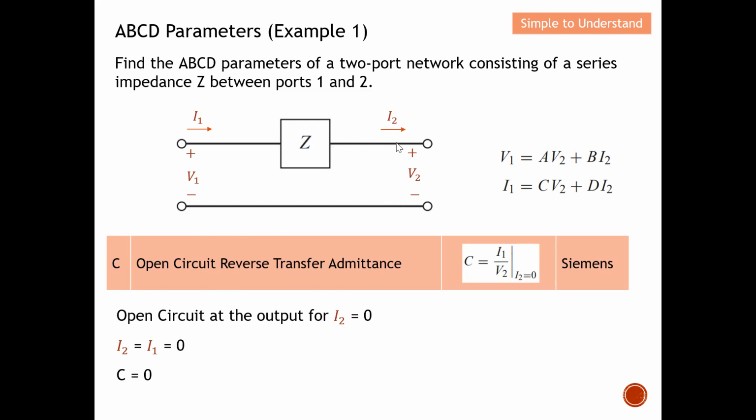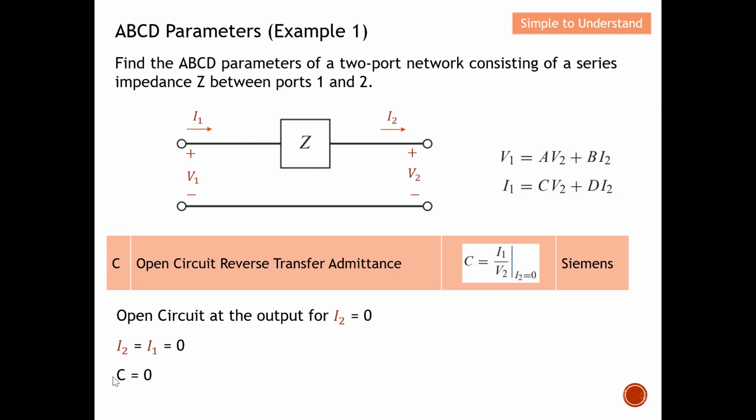So if I2 equals 0, I can also assume that I1 will be equal to 0, because whatever enters will be whatever comes out. If the outcome is 0, then no current is supposed to enter the impedance. So from here, I conclude that I2 and I1 are equal to 0. And from here, 0 divided by V2, the C will become 0.